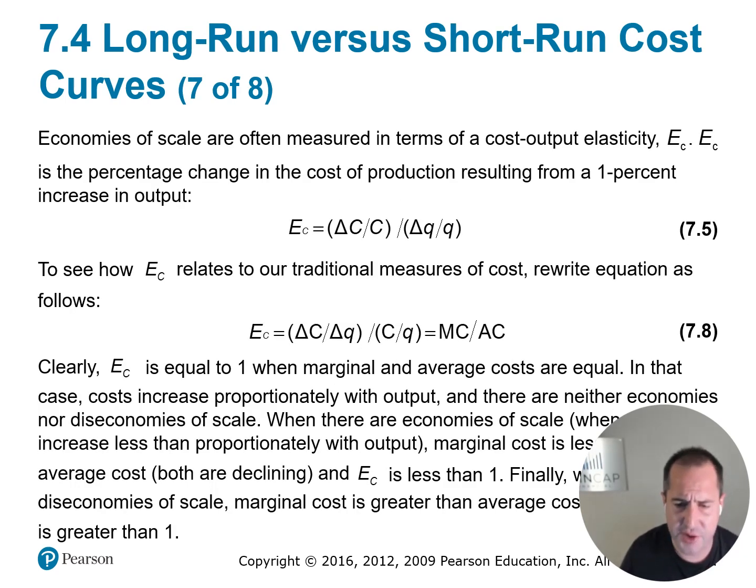Economies of scale are often measured in terms of cost output elasticity. That's the percentage change in cost of production resulting from a 1% increase in output. So this is simply another elasticity formula, right? Change in cost over change in quantity. Just another elasticity formula, really easy to remember.